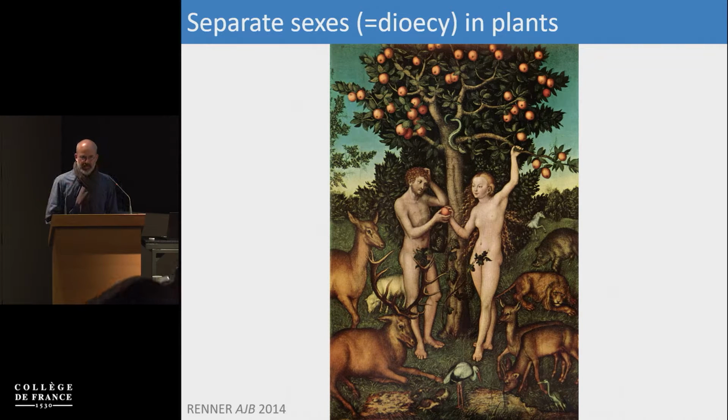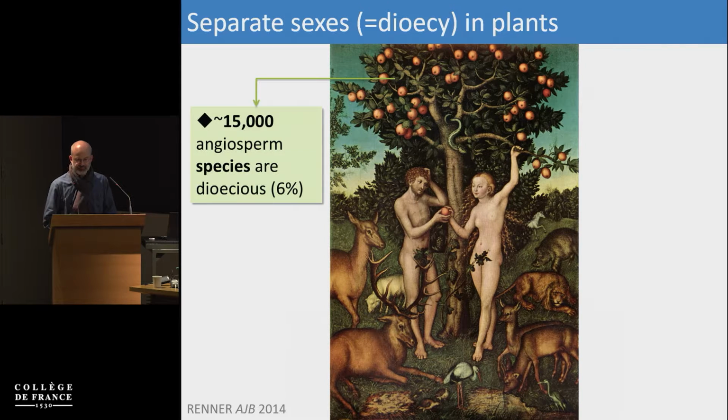Okay, so when we try to think of separate sexes, males and females, we usually picture animals, but actually separate sexes also exist in plants. Botanists call them dioecious plants. And in angiosperms, there are about 15,000 dioecious species. They represent about 6% of all angiosperm species.